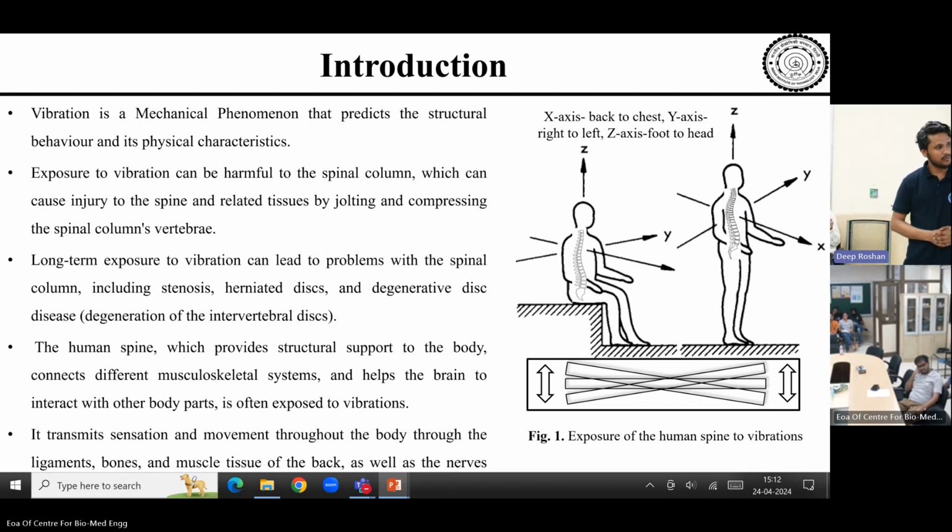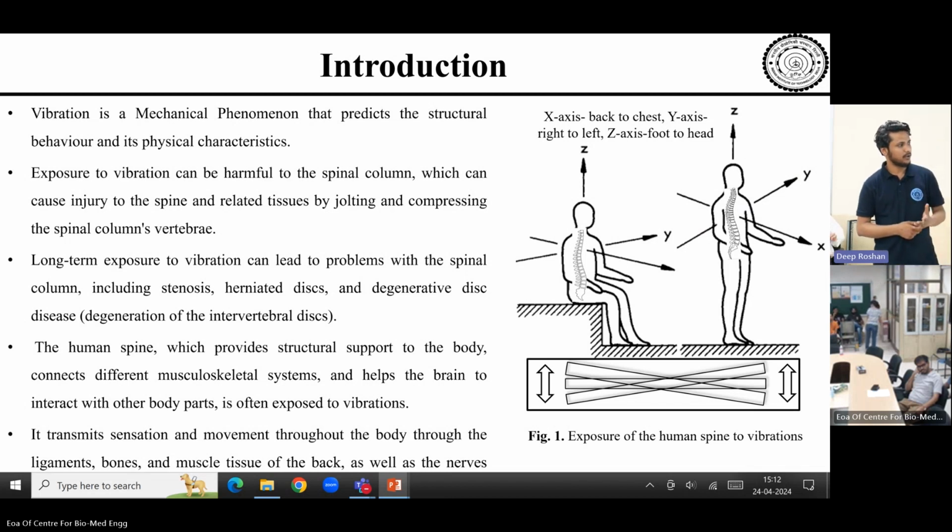As we can see from the figure, the human spine responds to vibration in different directions, like back to chest and right to left, and also foot to head in the vertical direction. Long-term exposure to vibration can lead to problems with the spinal column, including stenosis, herniated disc, and degenerative disc disease. The human spine, which provides structural support to the body, connects the different musculoskeletal systems, and helps the brain interact with the other body parts, is often exposed to vibration.